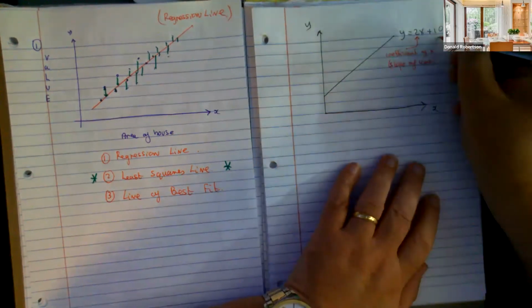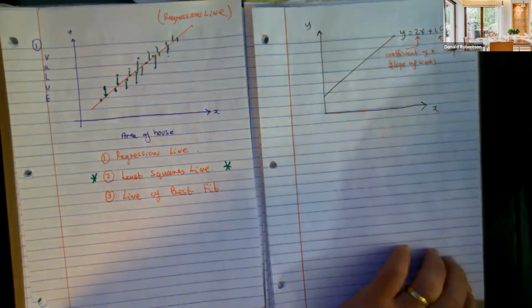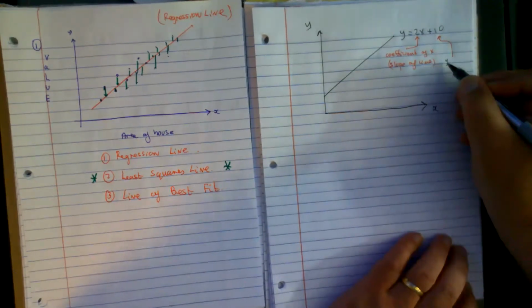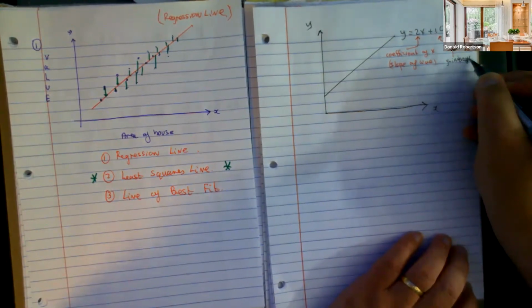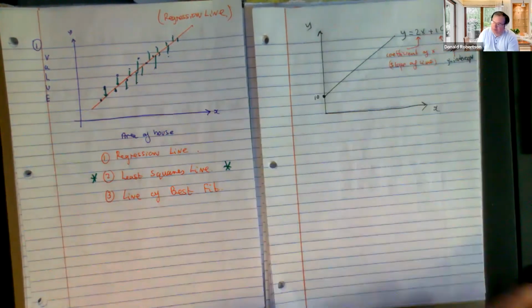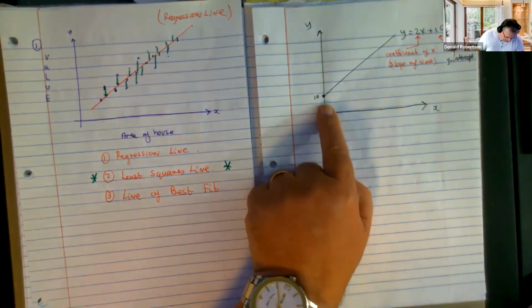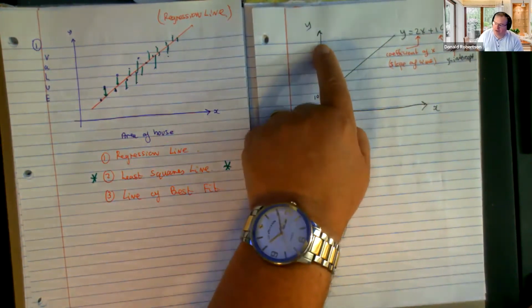Just out of curiosity, can anybody remember what you call the plus 10, the number? It has a name. No. Okay, it's called the y-intercept. So basically, that guy there would be 10. See, if it was 2x plus 7, would it be down here? If it was 2x minus 7, it'd be over here. If it was 2x plus 100, it'd be somewhere up there.